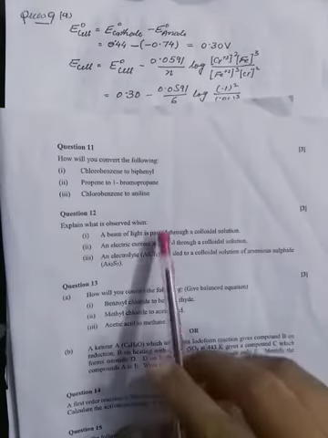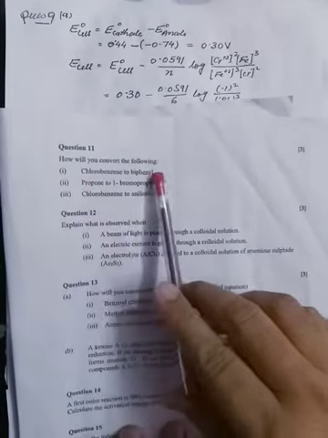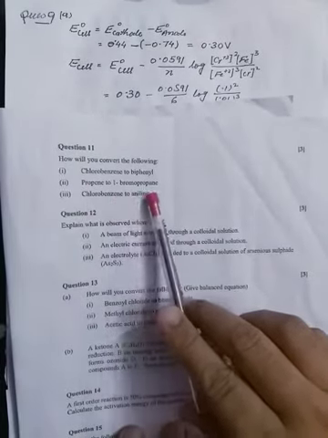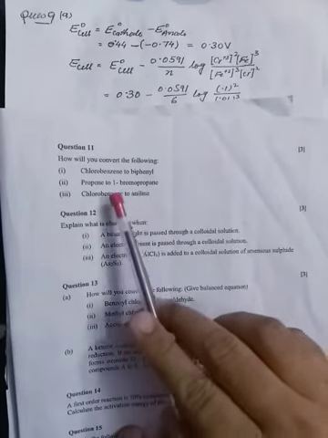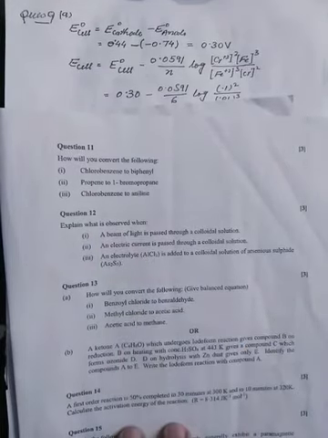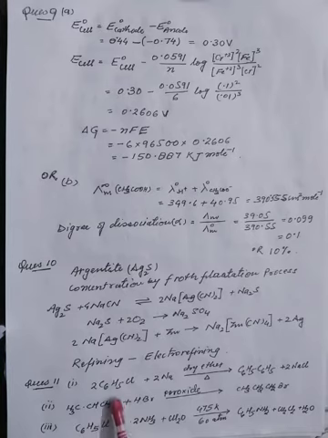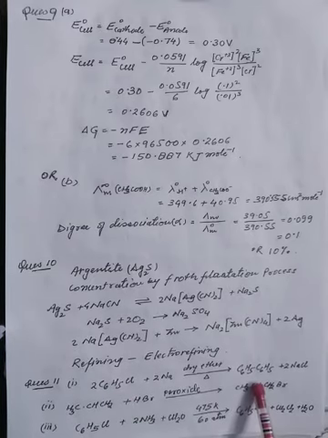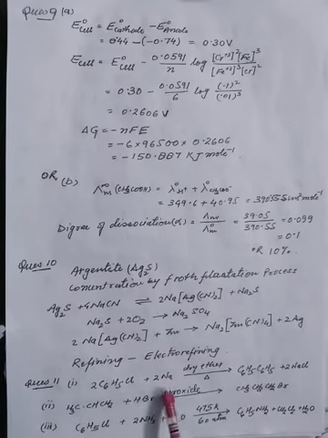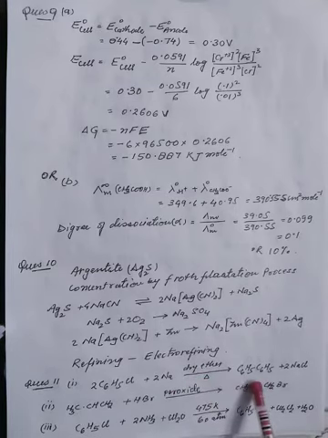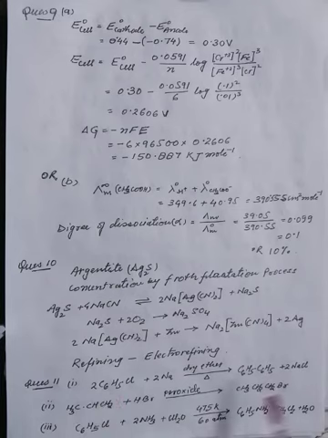If you see question number 11, how will you convert the following: chlorobenzene to biphenyl, propene to 1-bromopropane, and chlorobenzene to aniline? All these conversions belong to the first chapter of organic chemistry, haloalkanes and haloarenes. Now, how will you convert chlorobenzene into biphenyl? Chlorobenzene is treated with sodium in presence of dry ether. On slight heating, you will get biphenyl and sodium chloride. Here the byproduct is a must and the reaction must be balanced.